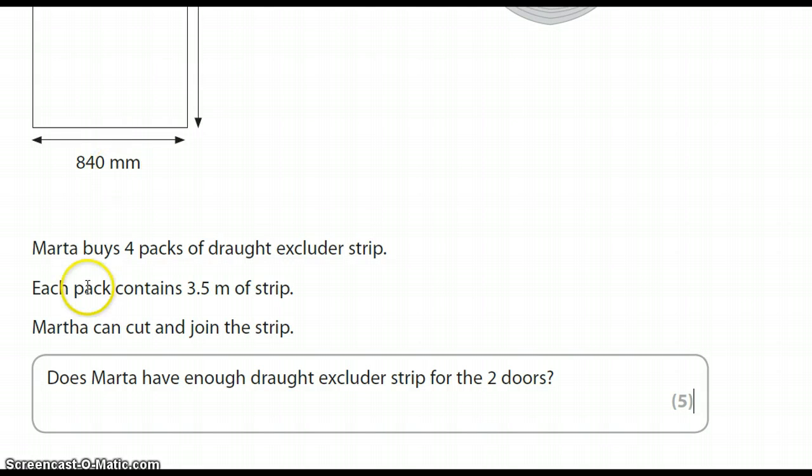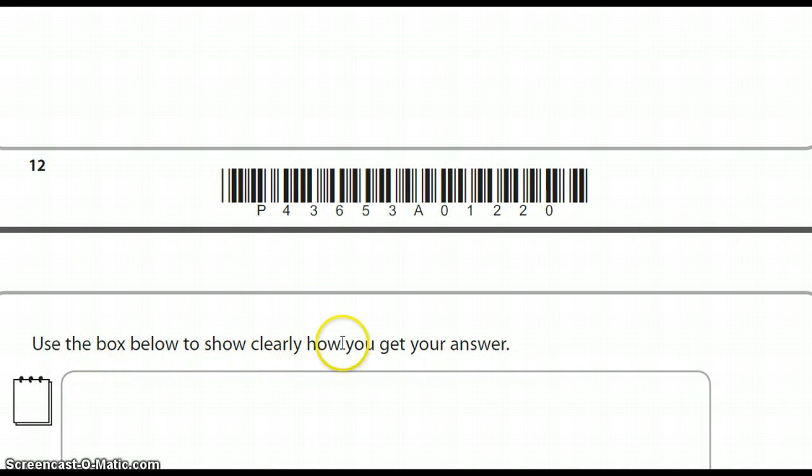That many mm. Marta buys that many packs of draft excluder strip. Each pack contains that many m of strip. Marta can cut and join the strip. Does Marta have enough draft excluder strip for that many doors? Use the box below to show clearly how you get your answer.